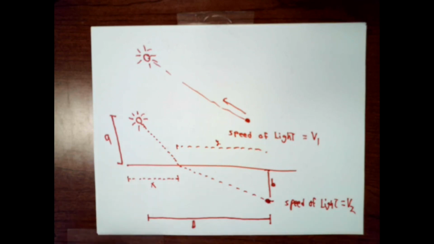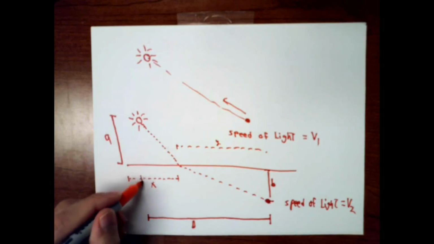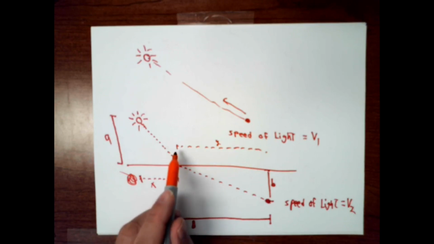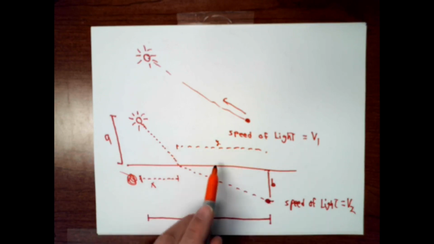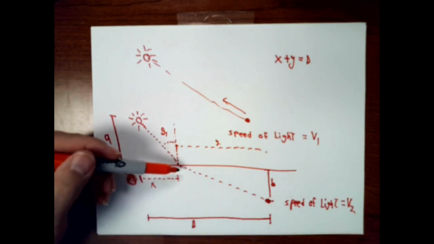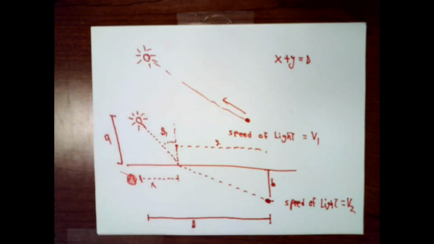I'll call the horizontal distance from the emitter to the interface point X. I'll call the horizontal distance from the interface point to the receiver Y. Obviously, X plus Y has to equal D. I'm going to call the angle that the light path in the first media makes with the right angle direction to the interface theta 1, and I'll call the other corresponding angle theta 2.